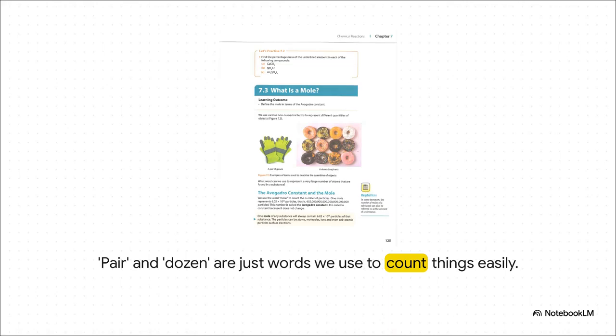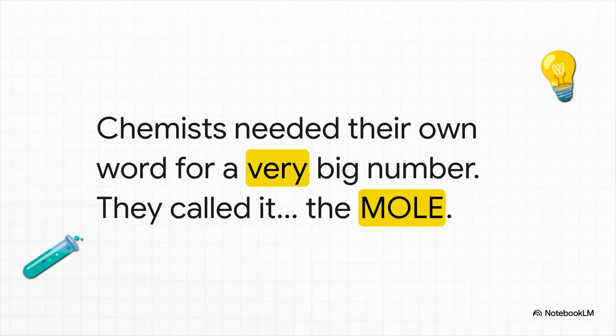Let's get into it. To get your head around this, just look at the pictures for a second. We use words to group things all the time just to make life easier. You know, a pair of gloves is always 2. A dozen donuts is always 12. They're just convenient words for a specific number. Well, chemists needed their own counting word. But because they were counting atoms, it had to stand for a truly, mind-bogglingly huge number. And the word they came up with was the mole.